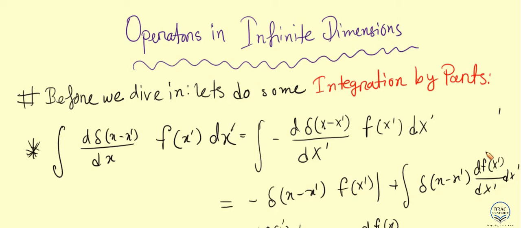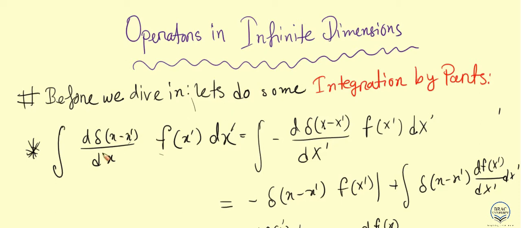But as you can see, I have already written some things, and I said before we dive in, let's do some integration by parts. The example we are considering here is a function of x prime, and there is some derivative of delta x minus x prime. You might ask at this point why I'm doing this, because as I already told you, we want to discuss operators. So what does this have to do with the operators? I would say just do it and let us see how we can use this to our advantage, and this will be transparent in a few minutes.